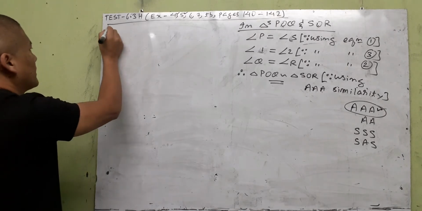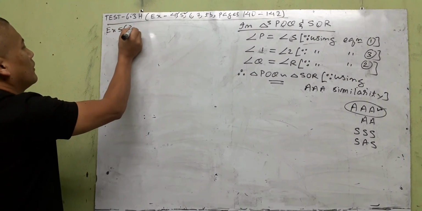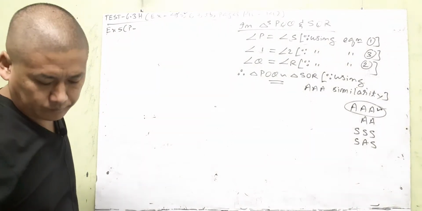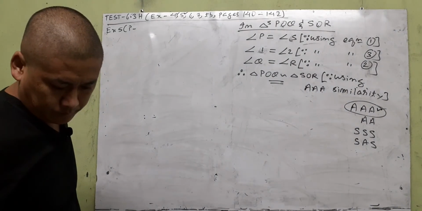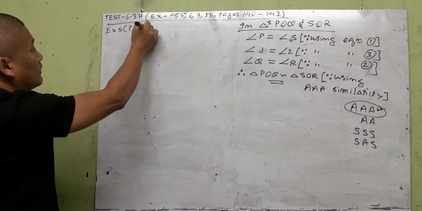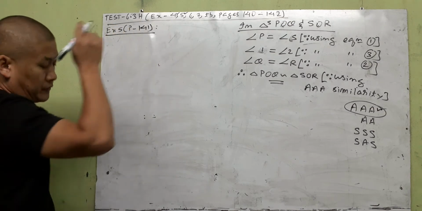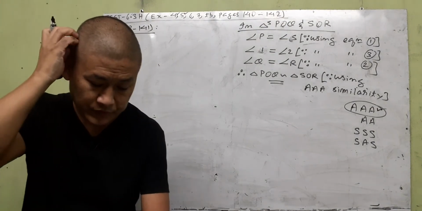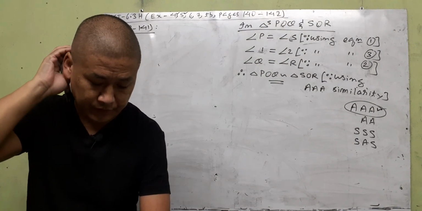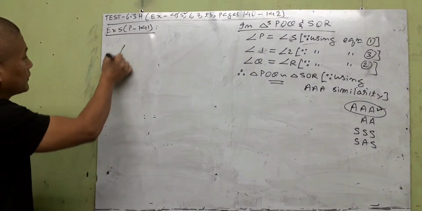So let's write down the example. We'll find this on page 141. Let me read the question for us. Observe the figure 6.34 and do that. So let us draw the 2 figures given to us.